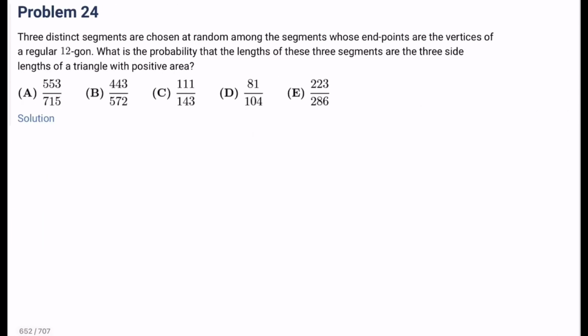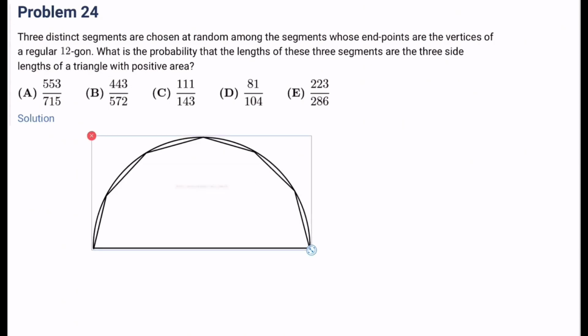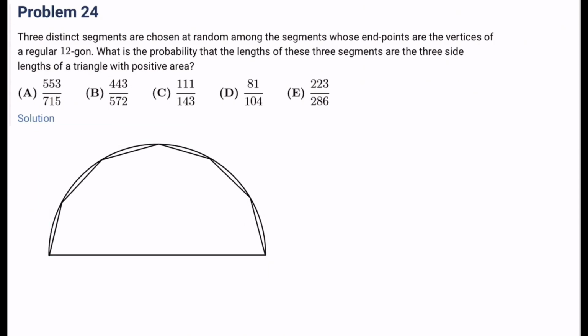Number 24. 3 distinct segments are chosen at random among the segments whose endpoints are the vertices of a regular 12-gon. What is the probability that the lengths of these 3 segments are the 3 side lengths of a triangle with positive area? Okay, so first if we draw half of this 12-gon, that's going to look something like this, right? So this is half of the 12-gon, so we have 6 sides, and these have to be the vertices of a regular 12-gon.